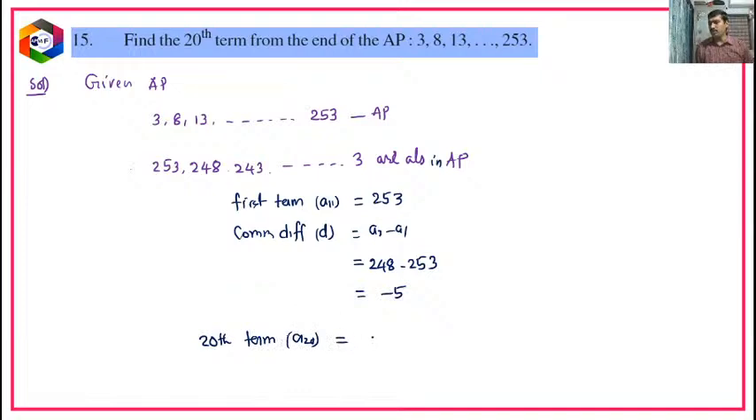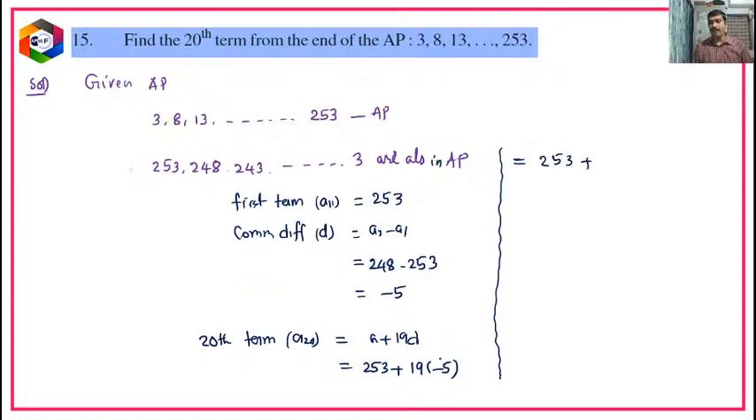Now you can make use of the general formula, which is A plus 19d, that's all. What is A here? 253 plus 19 into minus 5.